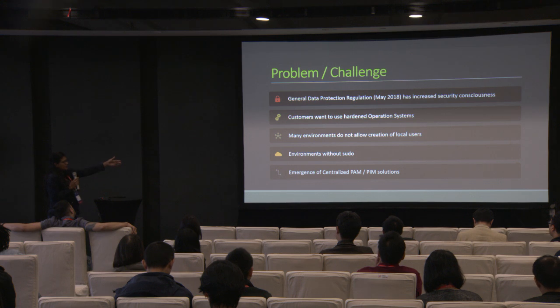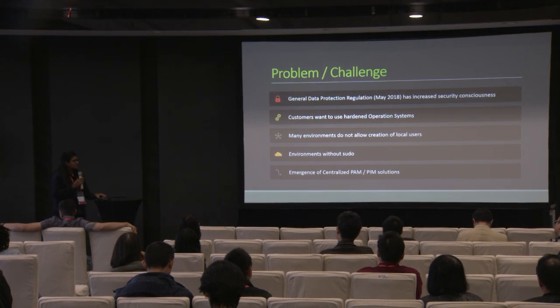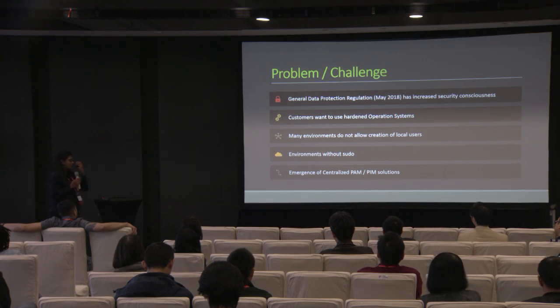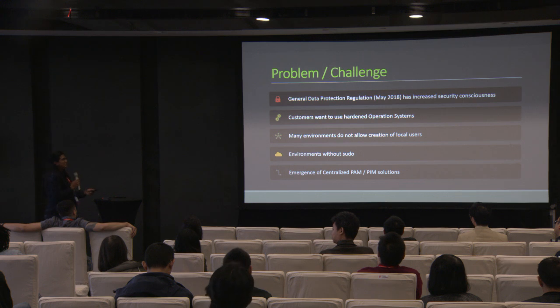So that's where emergence of centralized PAM or PIM solution, that's privilege access management or identity management solution, comes in. So the problem we're talking about here is there are a lot of environments that do not support local users or groups, do not support sudo, and in those environments, is it even possible to install and set up and get OpenStack working? So I'll pause here. Anyone has actually run into this problem or has a customer who does not have any of these? Okay, no one here.